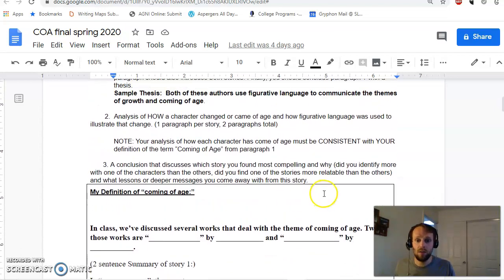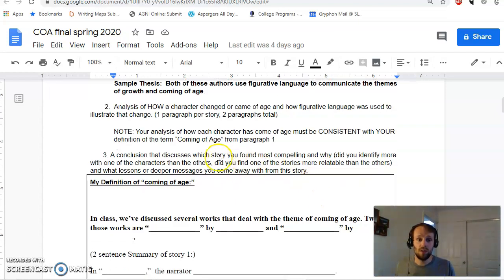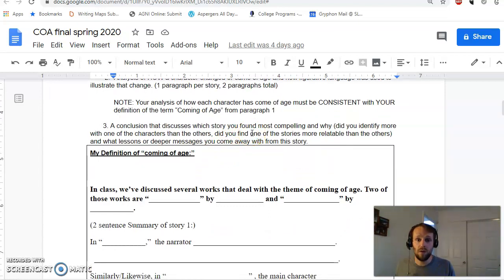And finally, your conclusion is where I'm asking you about your opinion, and I'm asking you what you got out of one of these stories. So your conclusion is discussing which story you found most compelling and why. So this shouldn't be just some toss-away opinion. I want you to be able to be specific about what it is about the story that drew you in.